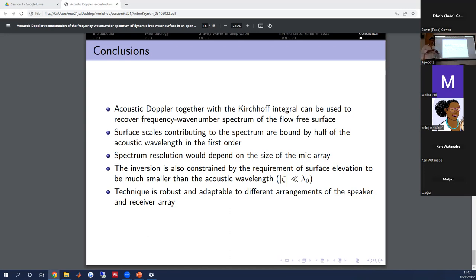There are some rules in the Kirchhoff approximation, something like kR to the power of, whatever it is, 3, something like that. There are some rules, but generally, you have to be in the far field, acoustic field, so far away from the specular reflection point. Generally, that's easy to satisfy, because you're always far away from that, not too close to the surface.